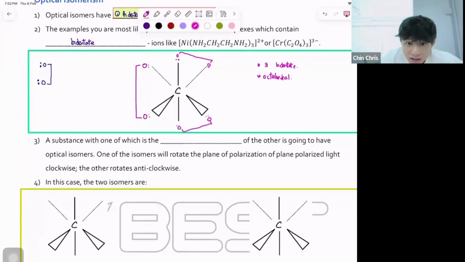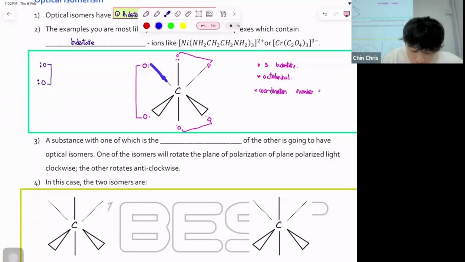At the same time, I have a question. What is my coordination number? What's the coordination number here? Is it 3, 4, 5, 6? Which one? The coordination number is the number of dative covalent bonds.